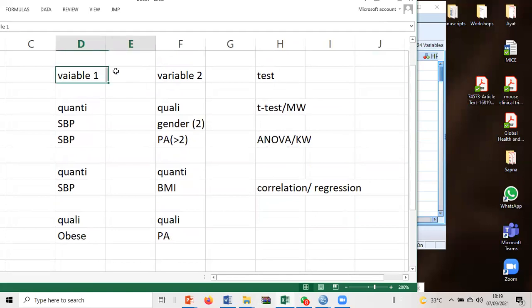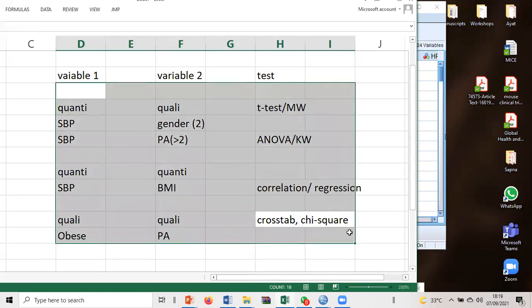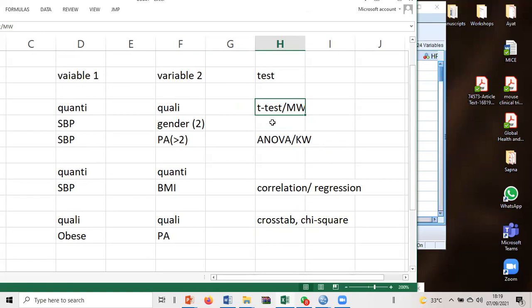So talking variable one, variable two, what test to use? Last one here, this will be crosstab followed by chi-square test. Again, this is all we did: t-test, ANOVA, correlation regression, crosstab, chi-square. That's all we did so far, four classes.